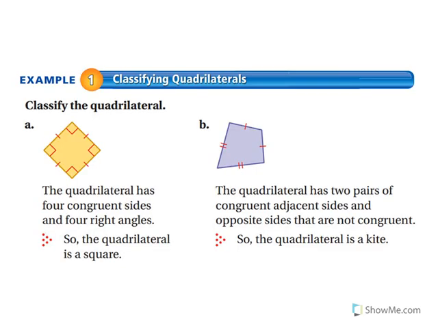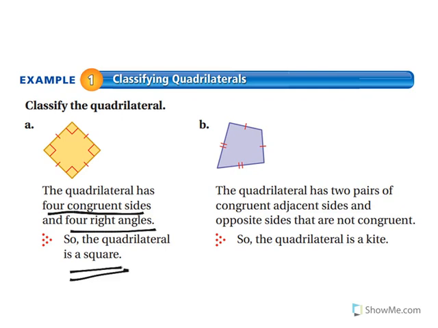Okay, classifying quadrilaterals. So for A, let's just focus on the picture. This is a square, as you can tell, because it has four right angles and it has four congruent sides. That is the most specific thing you can have, so it is considered a square. Yes, it is a rectangle, and yes, it is considered a parallelogram, and yes, it is actually considered to be a rhombus, and all of these are considered to be a quadrilateral. However, the best answer you can give, the most specific, is a square.